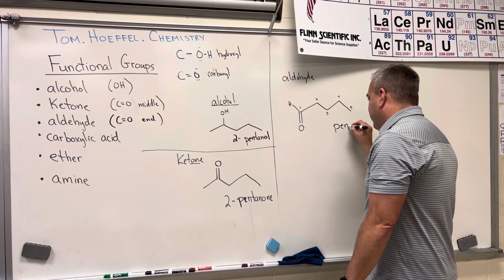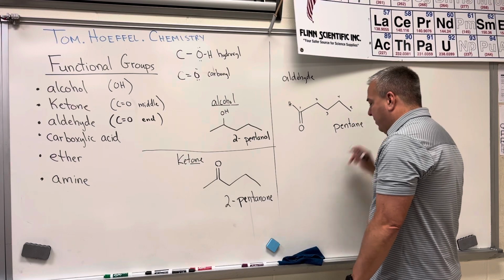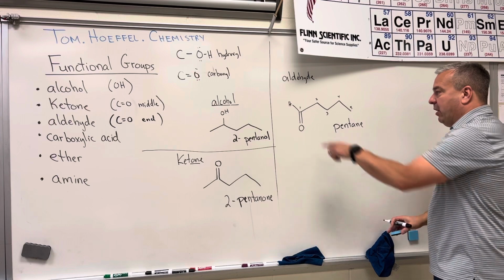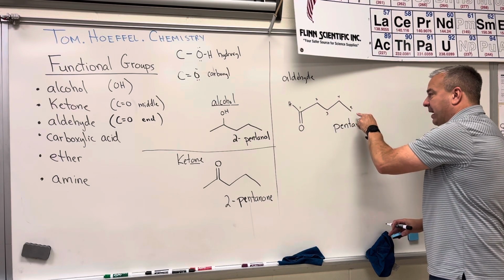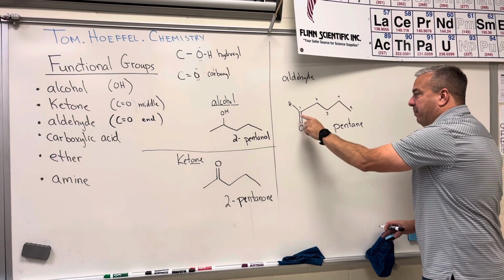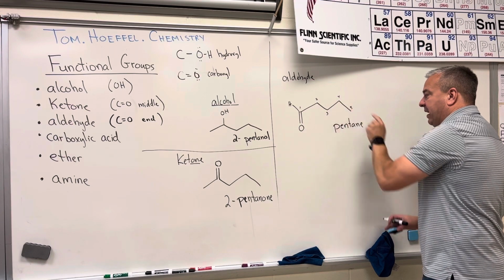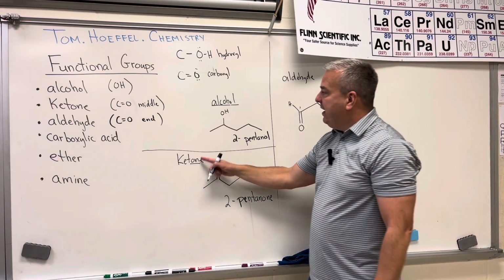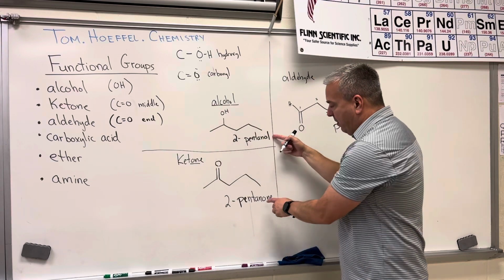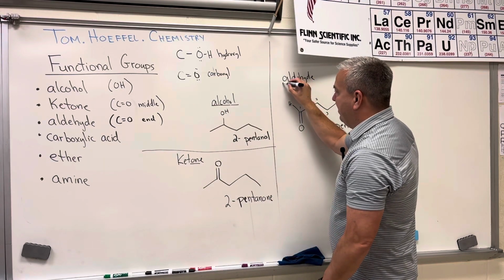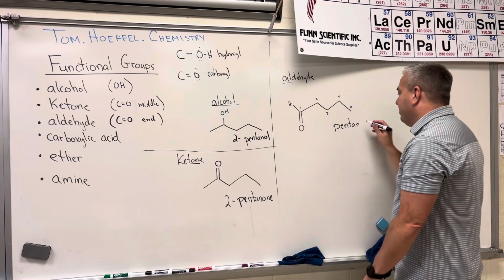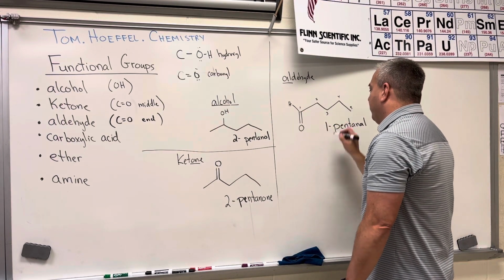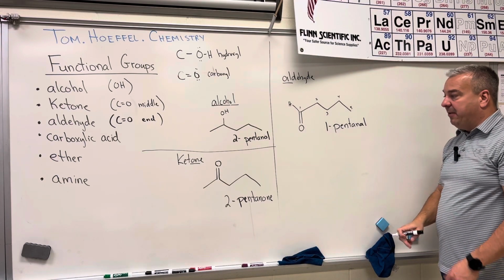So how do we name it? We're going to start out with our base word pentane for 5 carbons with single bonds throughout. Remember, this double bond is not part of the main chain, so we take off the ending. For the other two, we added the endings OL and ONE. For the aldehyde, it's going to be AL. So this is going to be pentanal, and it's on the 1, so we're going to call it 1-pentanal.